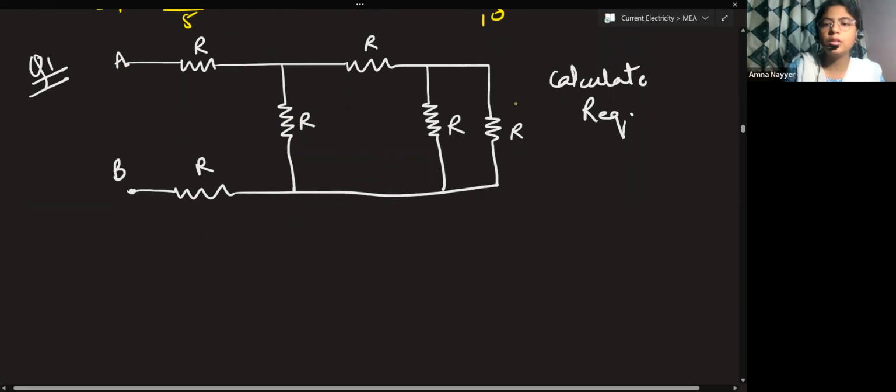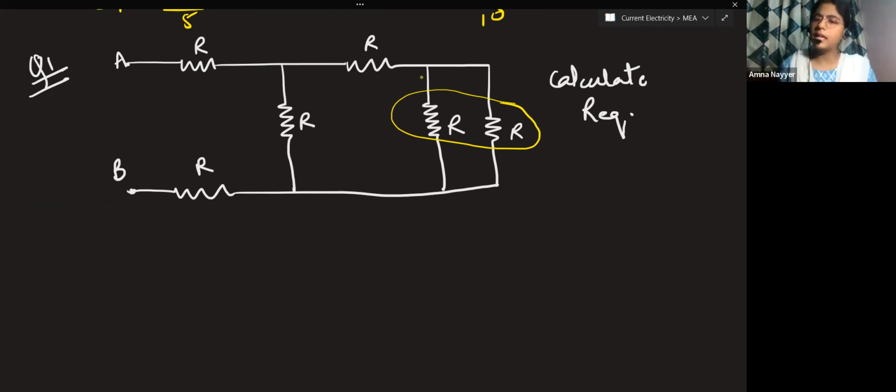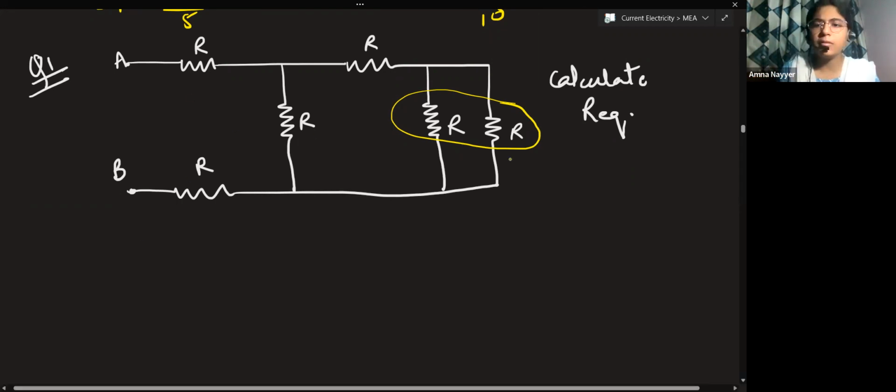See, both these resistors are divided by branching because of this wire. It means branching has occurred that will divide the current, and the potential remains the same. Let's name them 1, 2, 3, 4, 5, and 6. So 1 and 2 are connected in parallel.